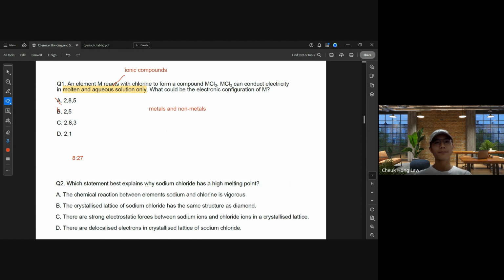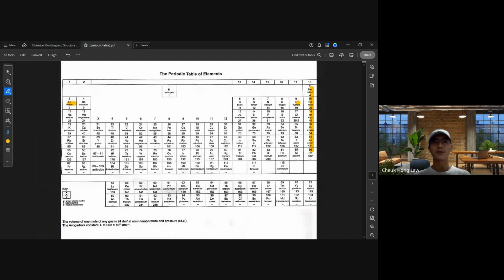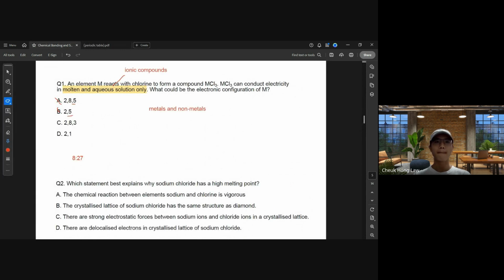Because A and B, the configuration is 2.8.5 and 2.5, which means there's 5 valence electrons. Only group 15 elements have 5 valence electrons. Okay, so they are non-metals, which does not fit the criteria of M. Okay, so you have C and D left.